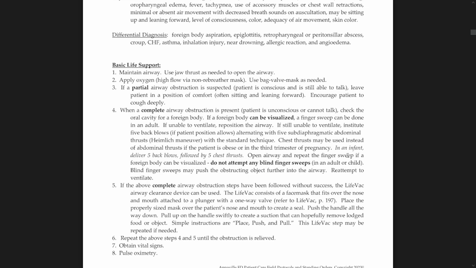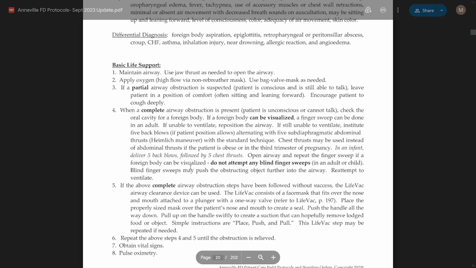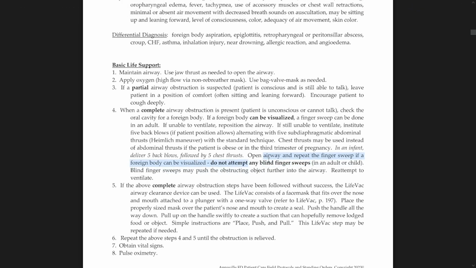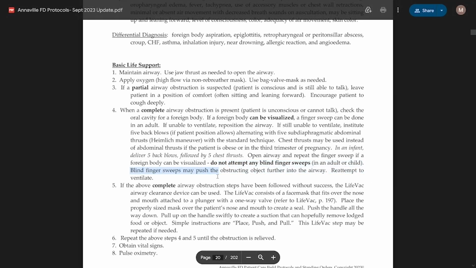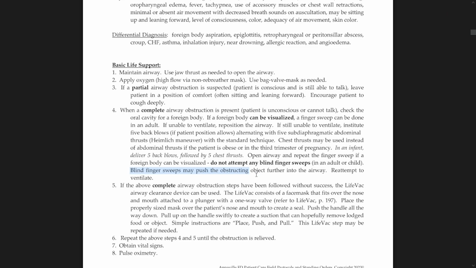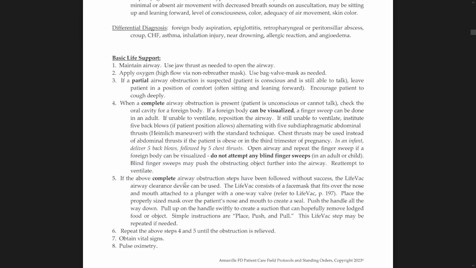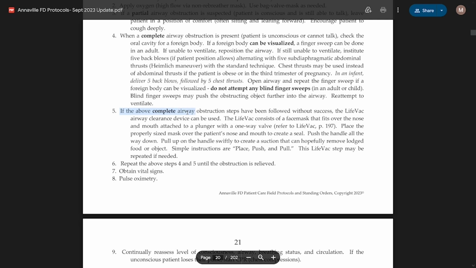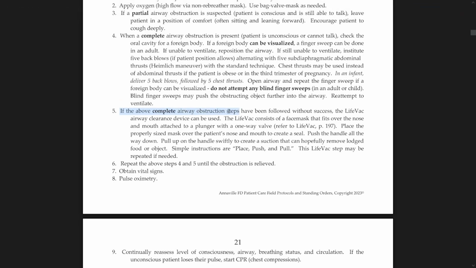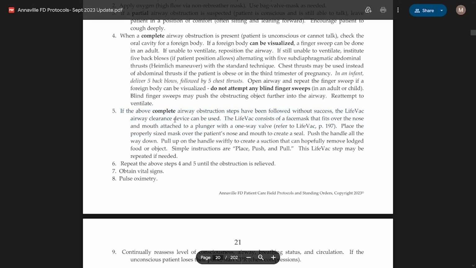Open the airway and repeat the finger sweep. If a foreign body can be visualized, do not attempt a blind finger sweep in either an adult or a child. Blind finger sweeps can potentially push the obstructing object further into the airway. Just reattempt to ventilate. If the above is a complete airway obstruction and the steps have been followed without success, the LifeVac airway clearance device, which we just recently got, can be utilized.